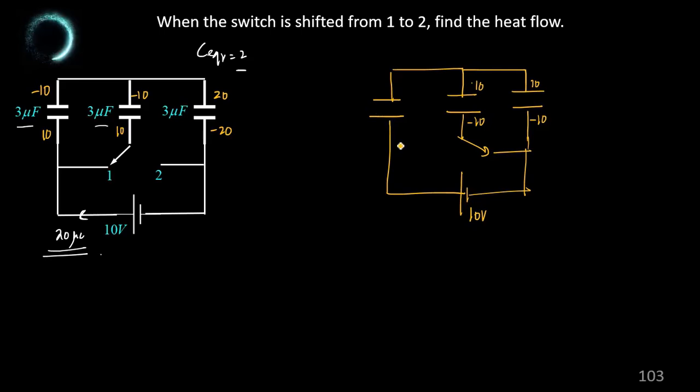So here it becomes 20 plus, here it will be minus 20 then. Okay. So this is the final charge distribution. Now initially the plate that is with minus 10, this plate is minus 10, now it becomes minus 20. So that means 10 charge flows through this path.